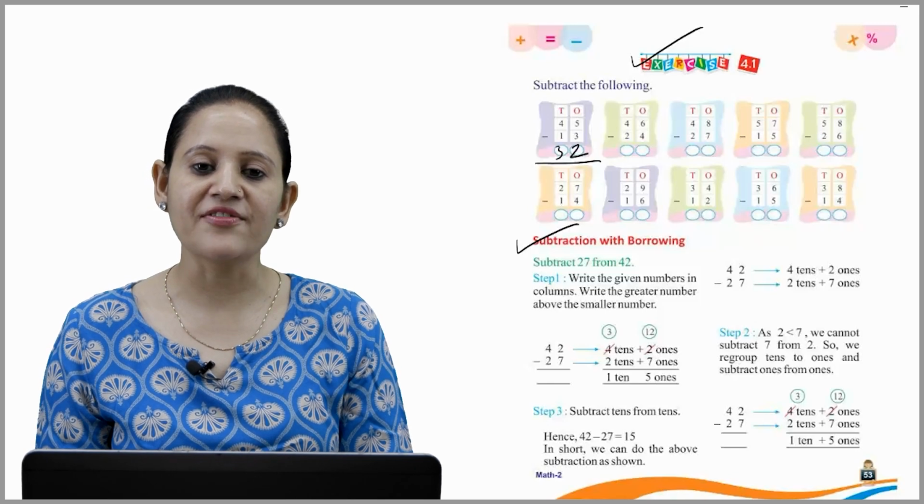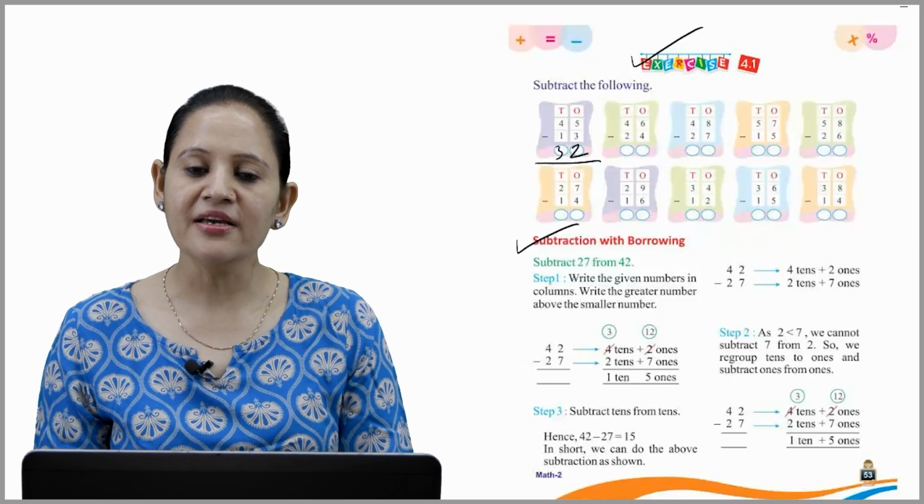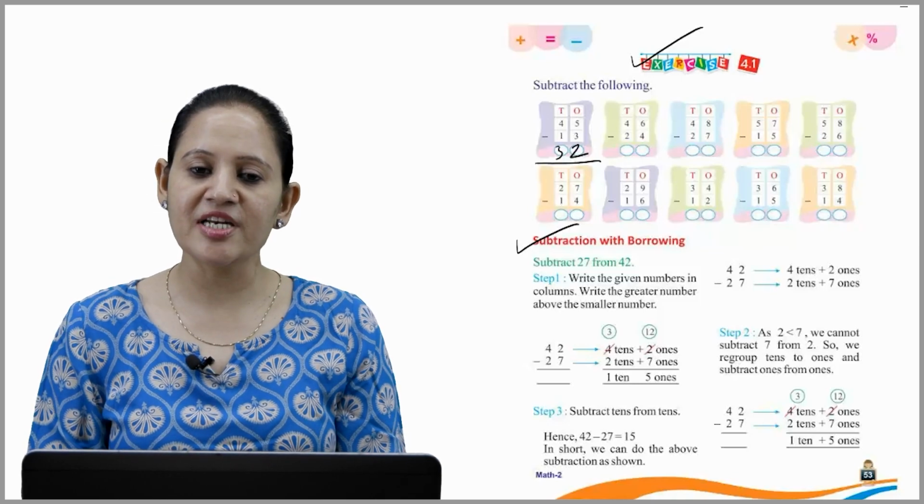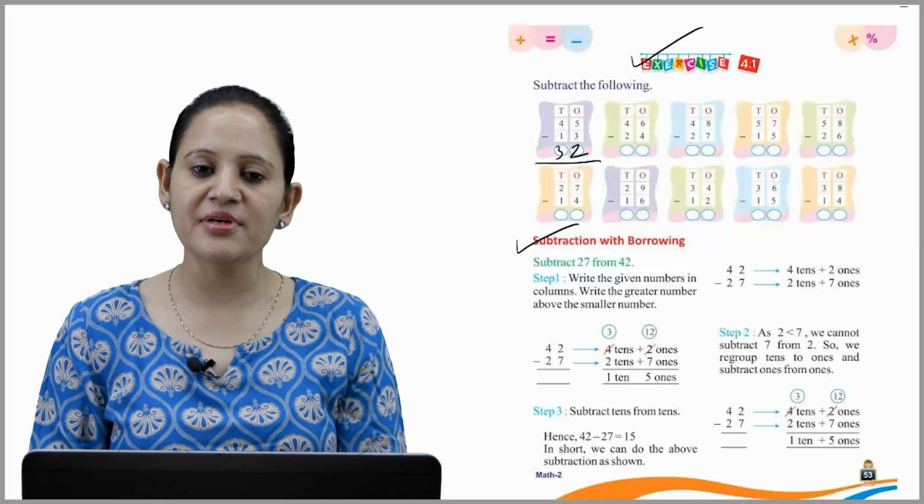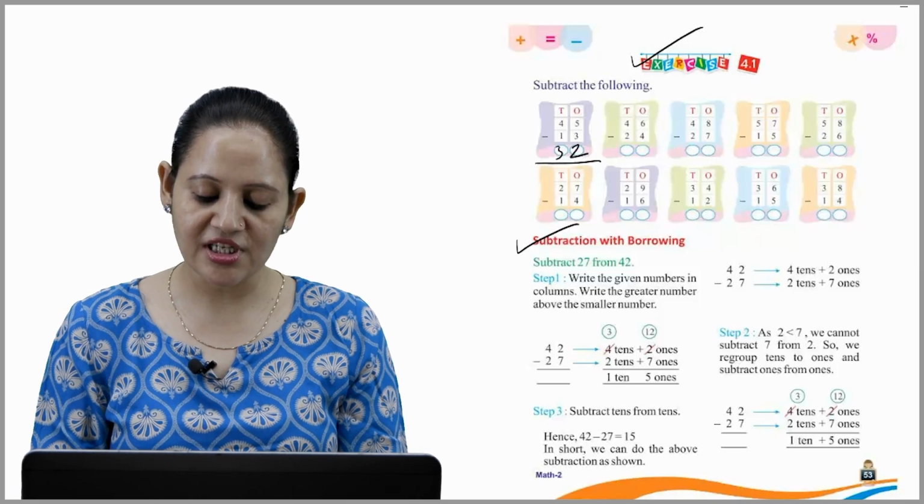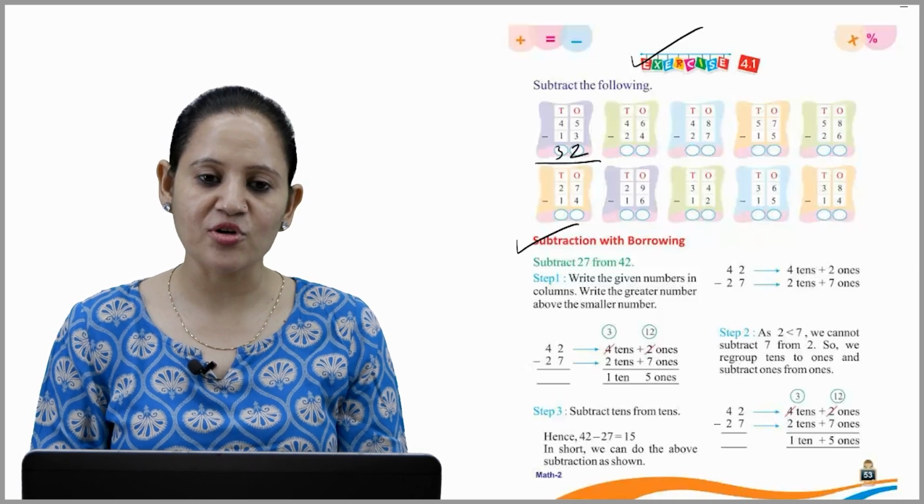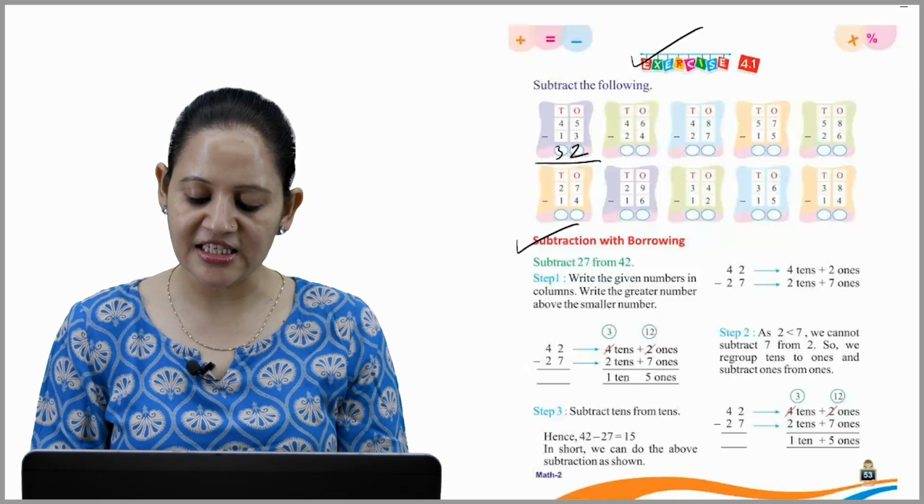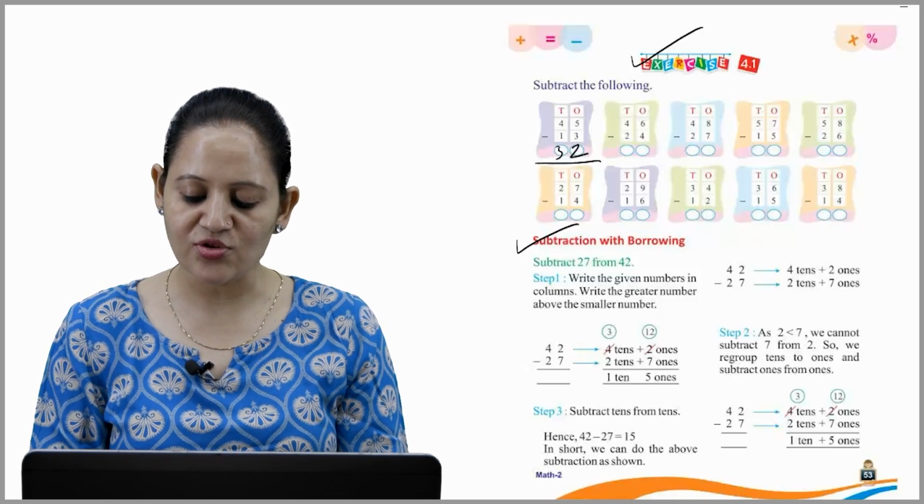Subtract 27 from 42. हमें 42 में से 27 subtract करना है. So step 1 होगा, write the given number as column and write the greater number above the smaller number. So इस तरीके से column में arrange करेंगे, greater number को ऊपर लिखेंगे top पे and smaller number को नीचे. We can also write it in expanded form. 4 tens 2 ones and 2 tens 7 ones.